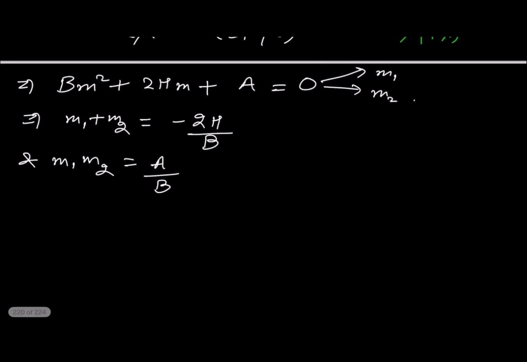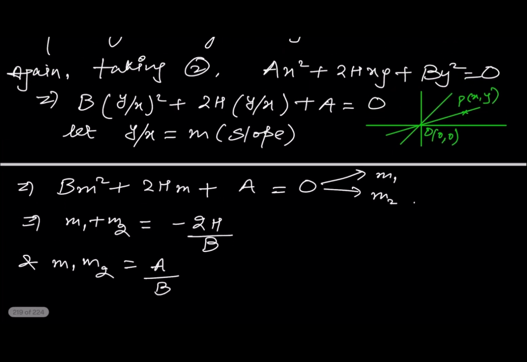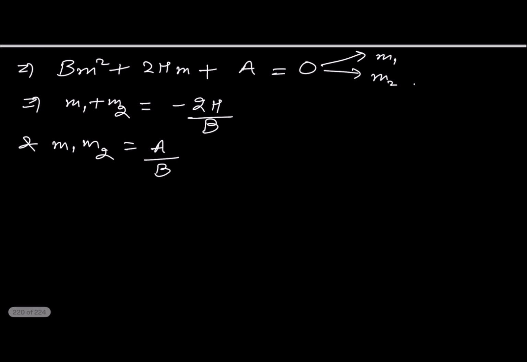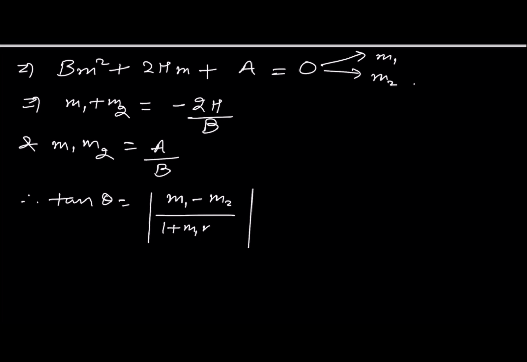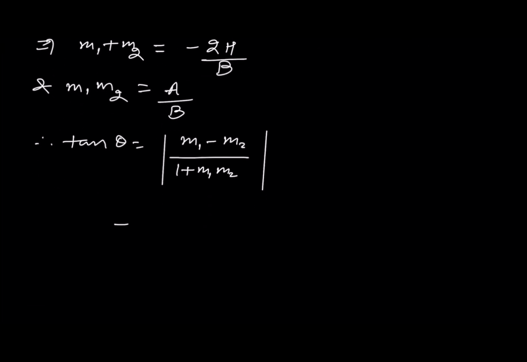Now, if I am taking tan theta, what does it represent? Theta is the angle between the lines. Say this is theta. So tan theta is mod of m1 minus m2 on 1 plus m1 m2, right? I'm taking the acute angle.